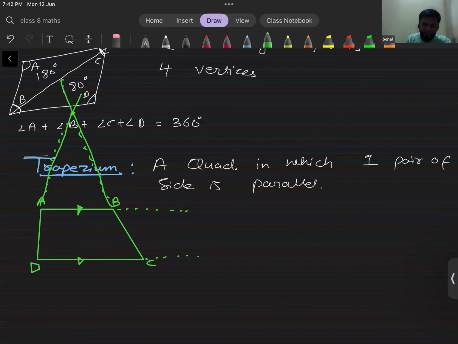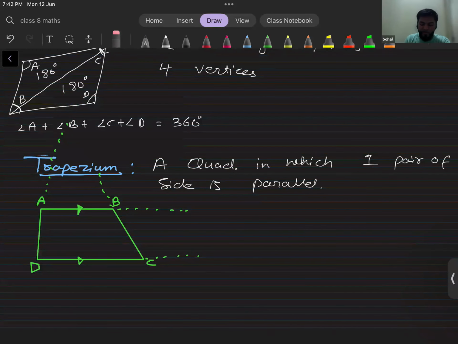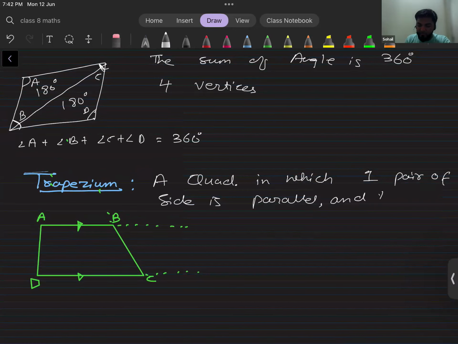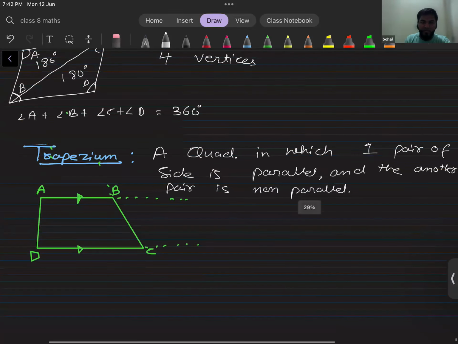So parallel basically means two lines, if they are extended further and they do not meet each other anywhere, then that is called a parallel line. See the railway tracks, they are also parallel lines. They are also an example of parallel lines. They also do not meet each other. Okay, so a quadrilateral in which one pair of sides is parallel and the other pair is non-parallel, such a quadrilateral is called a trapezium.